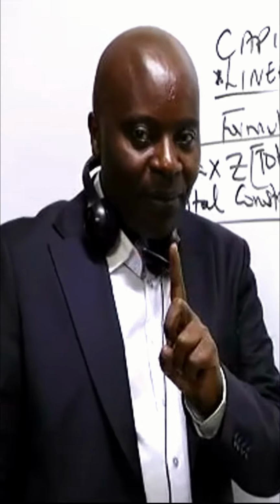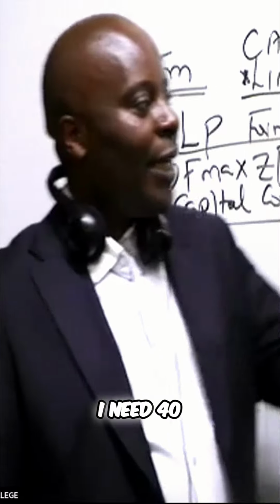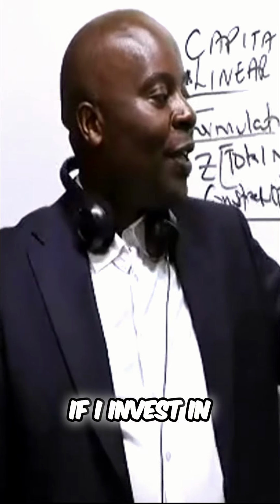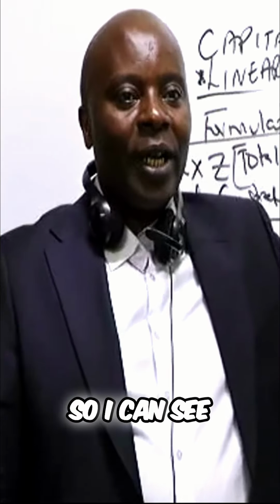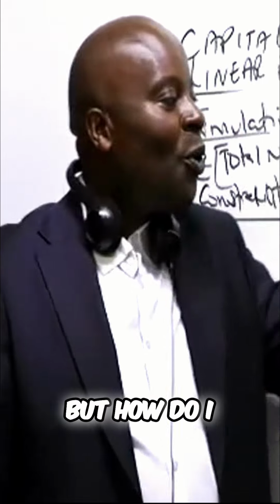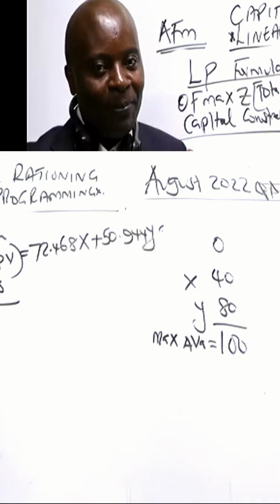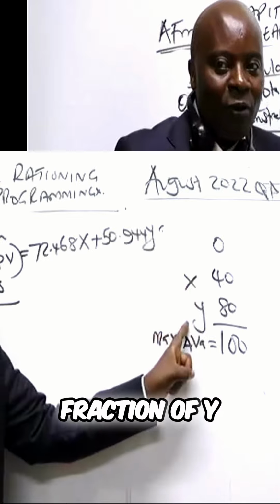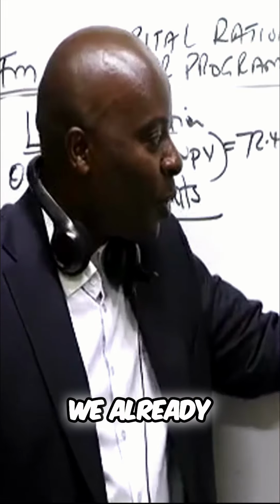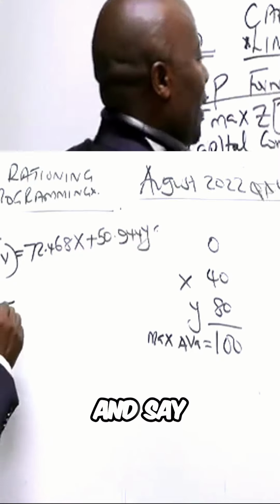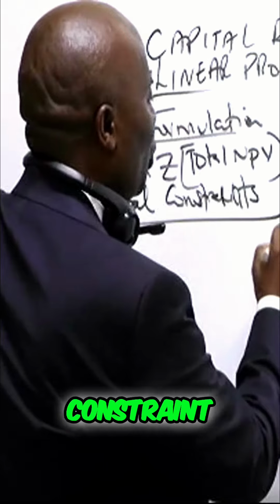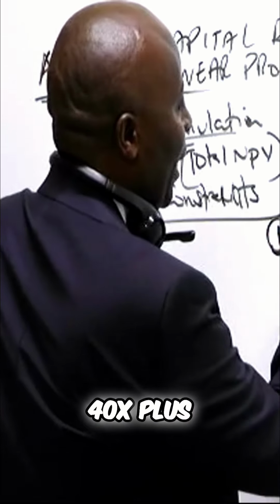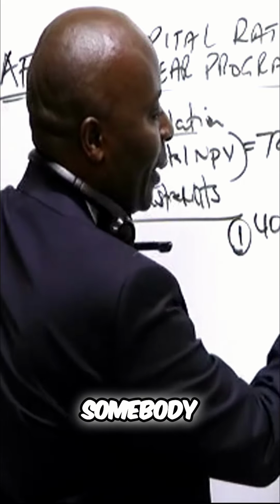Maximum available is 100 at time zero. And yet, if I invest in X fully, I need 40. If I invest in Y fully, I need 80. So I can see there is a restriction. But how do I write this constraint now? So it means that I have to take a fraction of X and a fraction of Y. So remember, we already have our fractions. So we'll come and say capital constraints. Constraint number one, 40X plus what here, somebody?